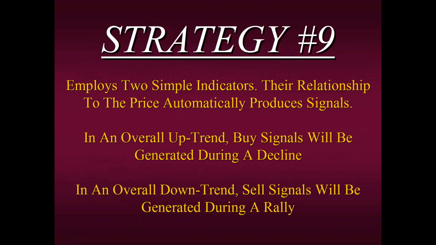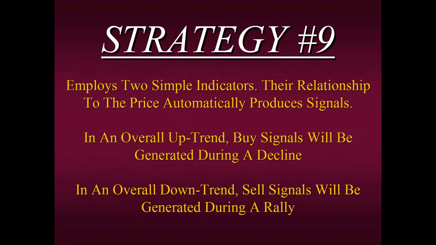It employs 2 simple indicators, and I'll share with you what one of them is. It's the 50-period moving average, okay? And it's based on their relationship to the price. That's what automatically produces the signals, buy and sell. Now, because it's a pullback method, here's the way pullback methods work. In an overall uptrend, buy signals will be generated during a decline. All right, so we're looking for a sell-off in an overall uptrend.